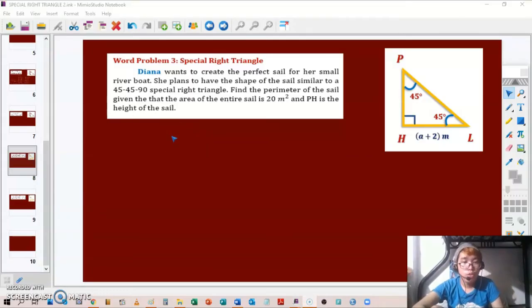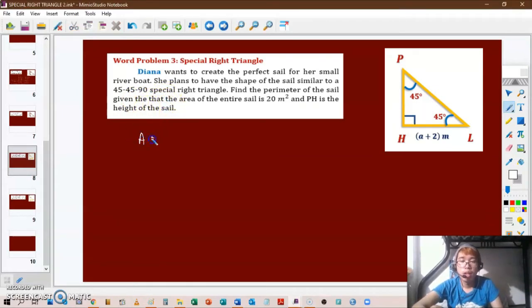Okay, so what formula can we set up for this problem? Since we know that the area of the sail is equal to 20 square meters, let's write that: A is equal to 20 square meters. And we know that the formula for finding the area of a triangle is equal to 1/2 base times height.